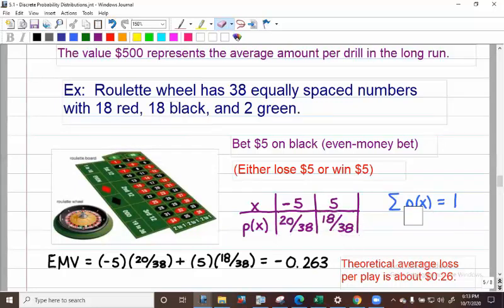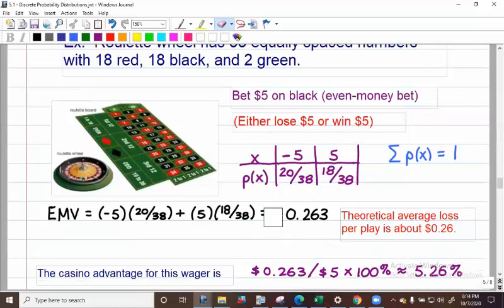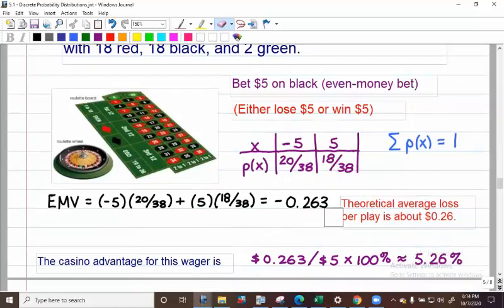Notice I made this little note right here. If you forgot the greens, for example, and just put 18 over 38 and 18 over 38, you would check and see that they do not add up to 1, so you would see where you went wrong. Mine adds up to 1, so that's good. Let's do the expected value. It's real easy because there are only 2 outcomes here. That's what I like about this one, not too many things to add up. So it's -5 times 20 over 38 plus +5 times 18 over 38.